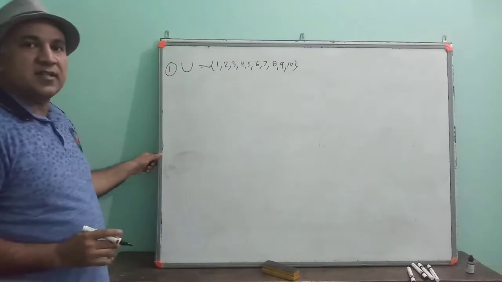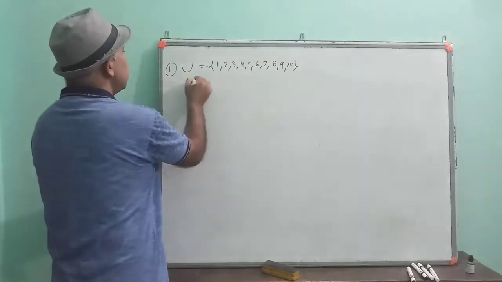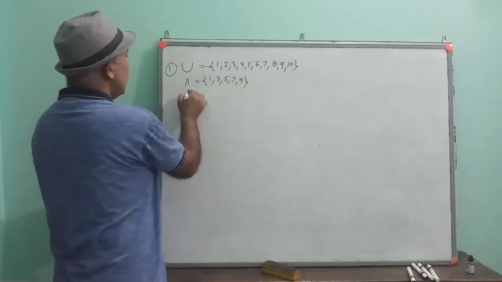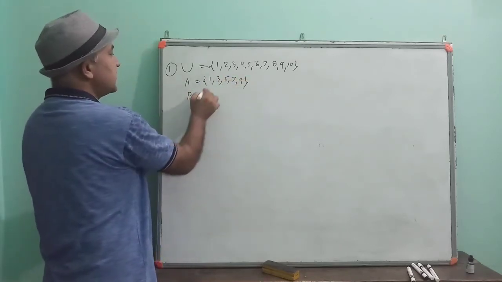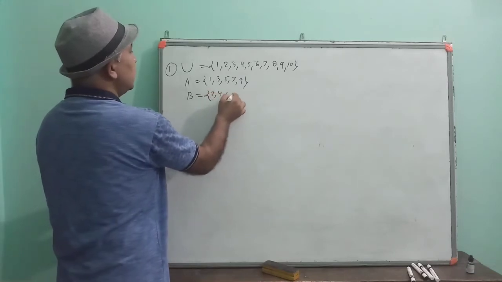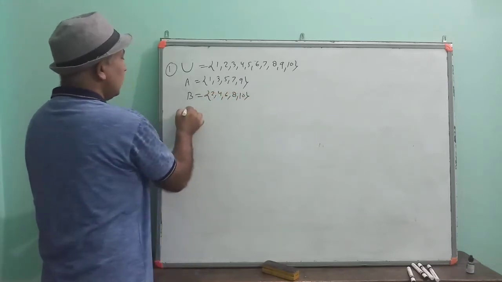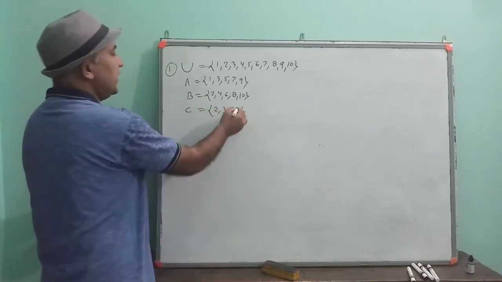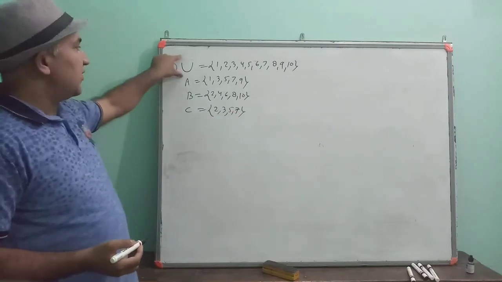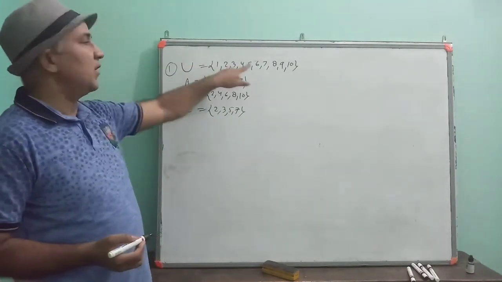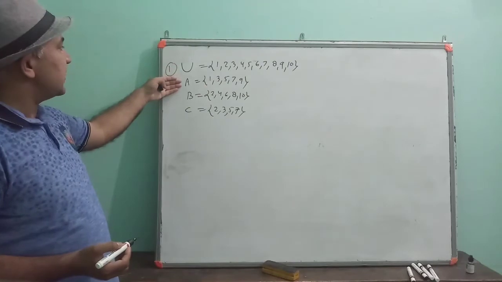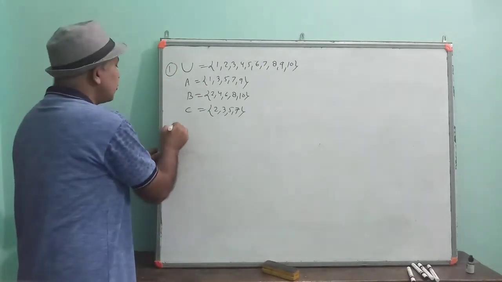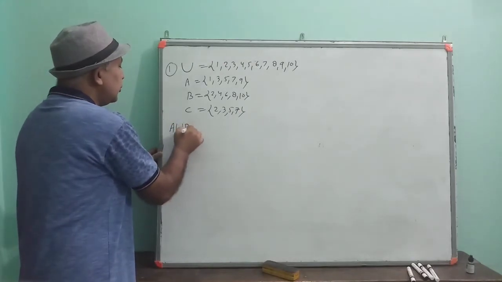Suppose this is the universal set. Its subset is given, A, which has all the odd numbers. One more subset of the universal set is B, which has all the even numbers. One more set C has the prime numbers less than 7. The universal set is the natural numbers from 1 to 10, and 3 subsets of the universal set are given: A, B and C. Then first we are going to find A union B.